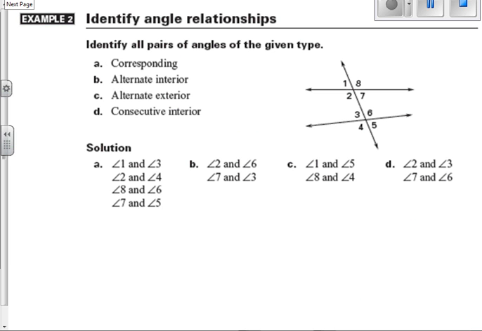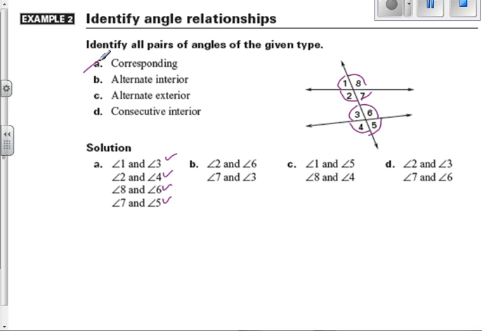So now I have identify angle relationships here. Now we're looking at corresponding, alternate, and consecutive. So if I look at A, corresponding would be 1 and 3. It would also be 2 and 4. It would be 8 and 6, and then 7 and 5. And if I look at my answers, 1 and 3, 2 and 4, 8 and 6, 7 and 5, got those.